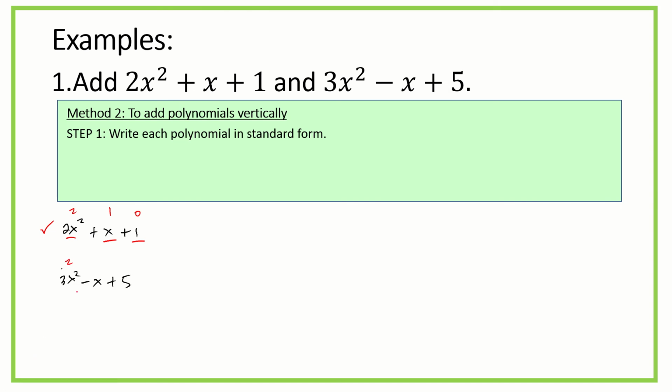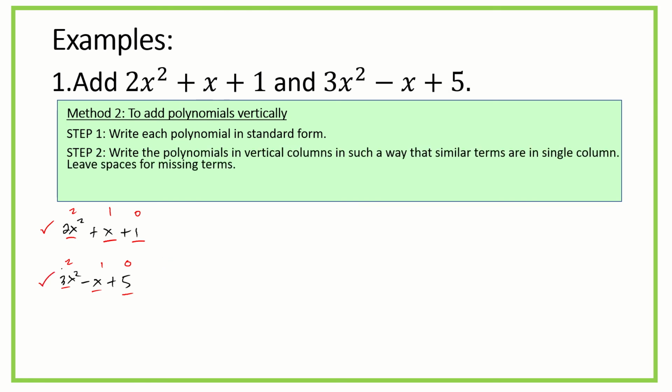This is degree of 2. Second term is degree of 1. Last term is degree of 0. So that's 2, 1, 0. So it's already decreasing. Therefore, it's already written in standard form. So we're now ready to continue to step 2.